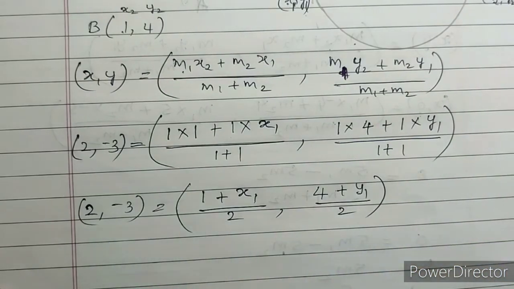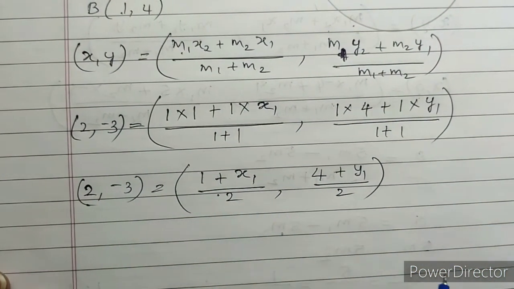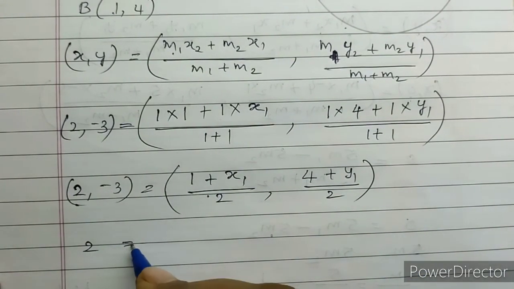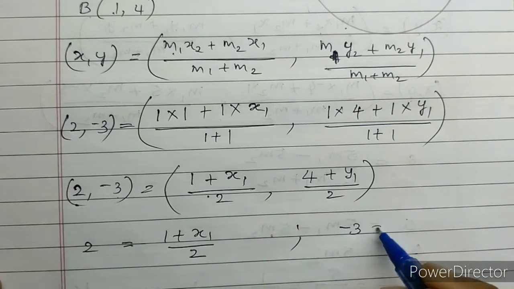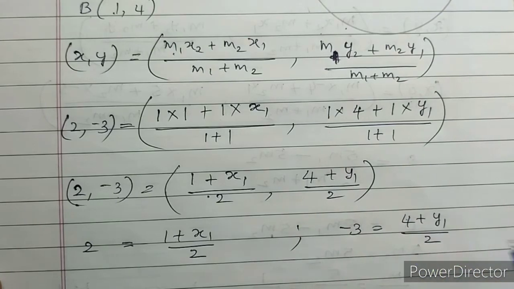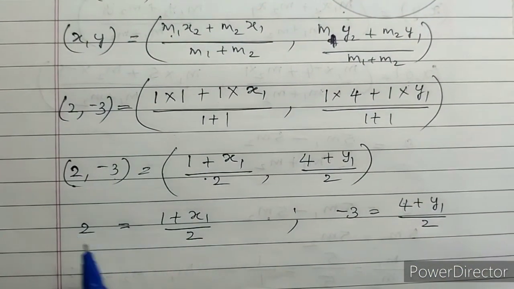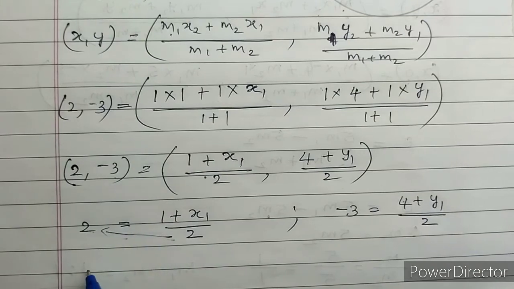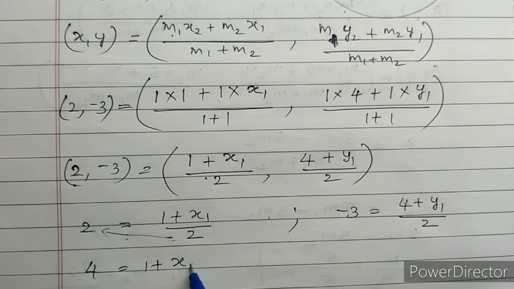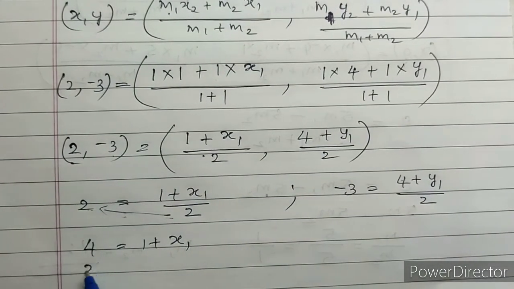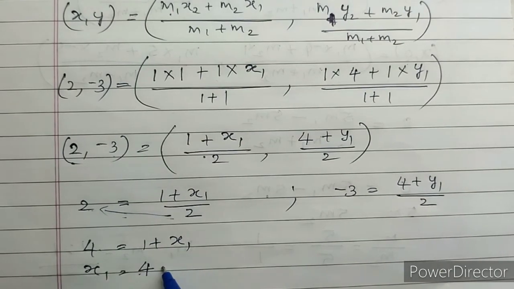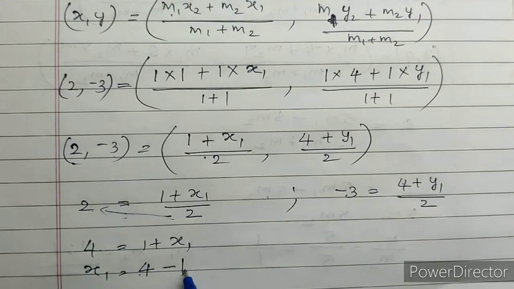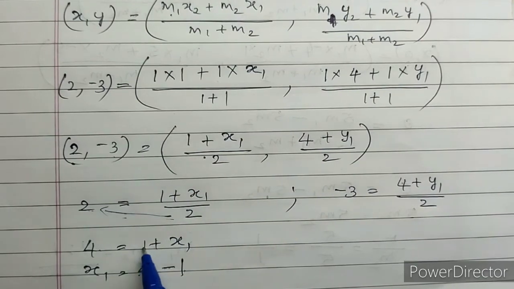Now equate this one. So 2 is equal to 1 plus x1 by 2, comma, minus 3 equals 4 plus y1 by 2. Now cross multiply. 4 is equal to 1 plus x1, or x1 how much? x1 is equal to, this 1 will come to this side, transposed, 4 minus 1, because plus 1 will change to minus 1. So 4 minus 1 is 3.